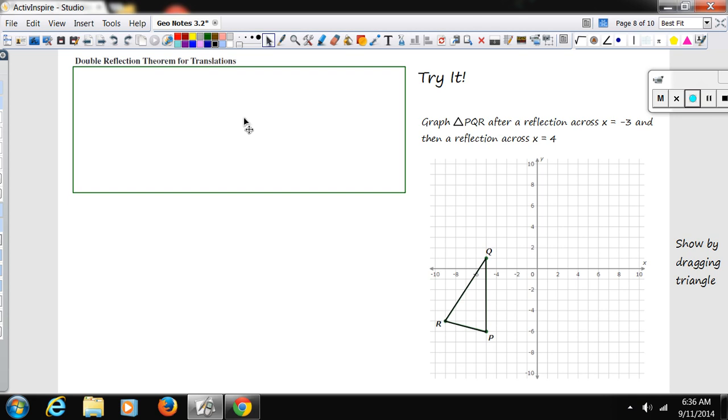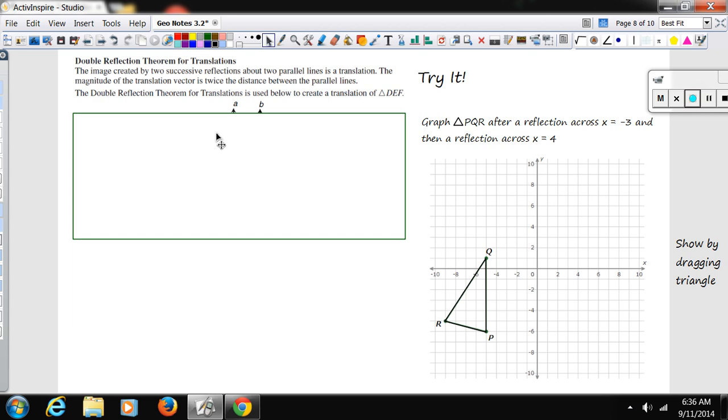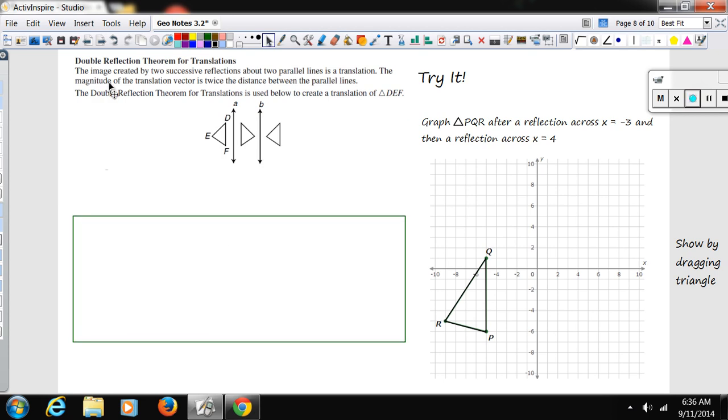All right, there's one last theorem that you need to learn in this section. It's called the double reflection theorem. Basically, that is an image created by two successive reflections. Now, reflection is what we did last time. We flipped it. But if you flip it around two parallel lines, your answer is going to become a translation. The magnitude of the translation vector, magnitude is distance, so magnitude means how far it goes. The magnitude of the translation is twice the distance between the parallel lines.